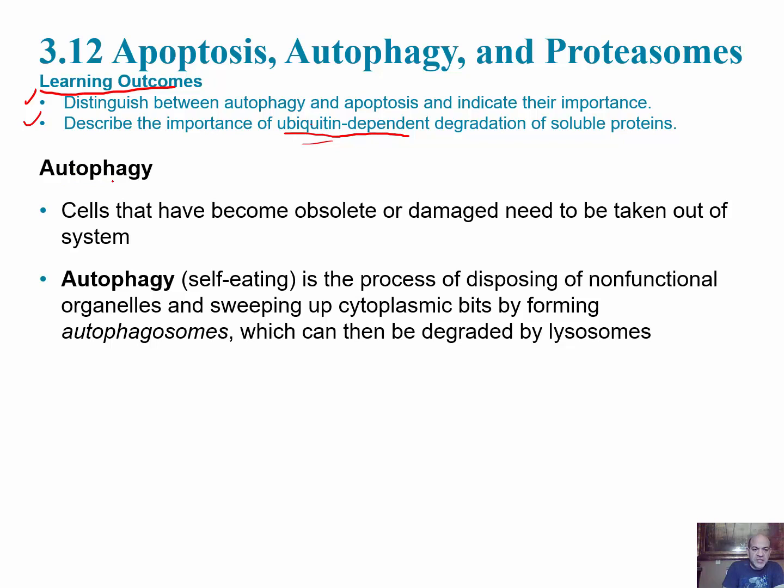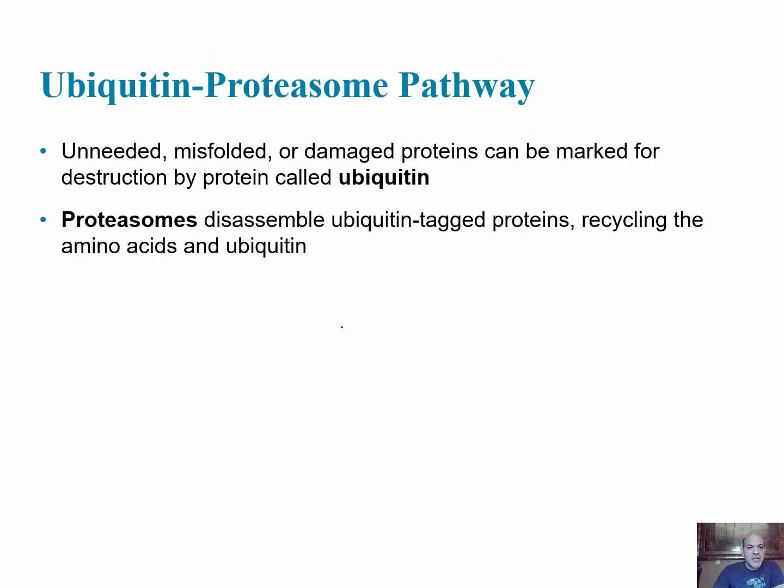So what is autophagy? When cells have become old or damaged, they need to be taken out by your system, and so this is called autophagy or self-eating, where we have a process of disposing of non-functional organelles and sweeping up cytoplasmic bits by forming autophagosomes, which can then be degraded by lysosomes. So you create vesicles that lysosomes can go and break down, say, worn out parts within the cell.